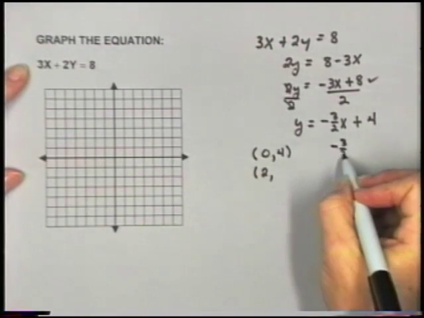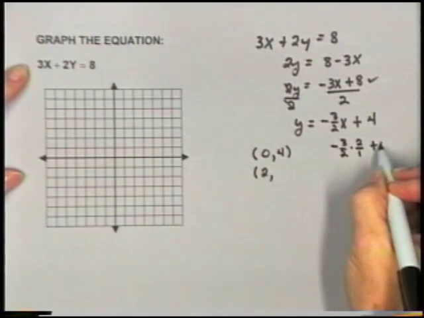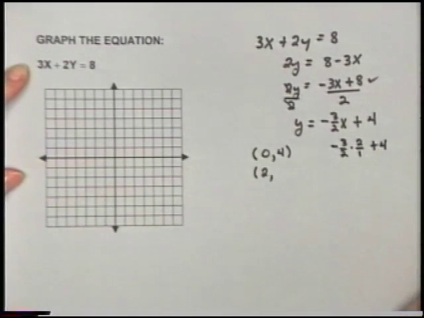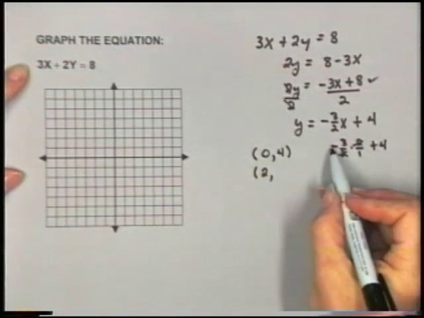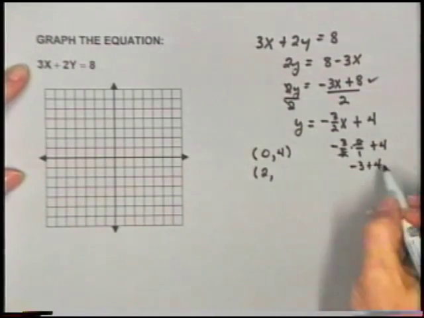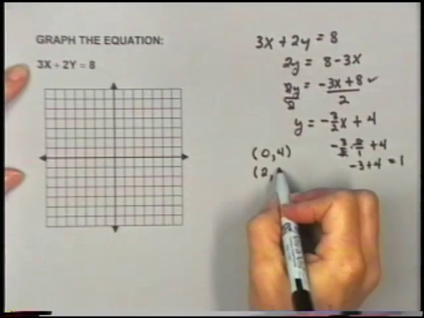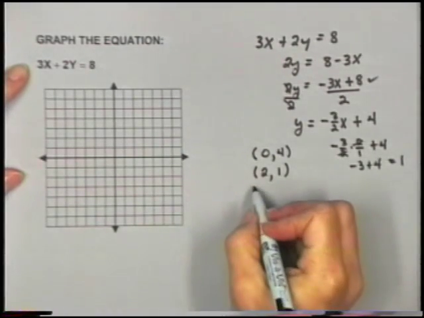Now, if we multiply negative 3 halves times 2, I'm going to write that over 1, and add 4. Recall that the multiplication occurs first. We may cancel these 2's right here. Negative 3 over 1 plus 4 gives me a positive 1 for my corresponding y value.